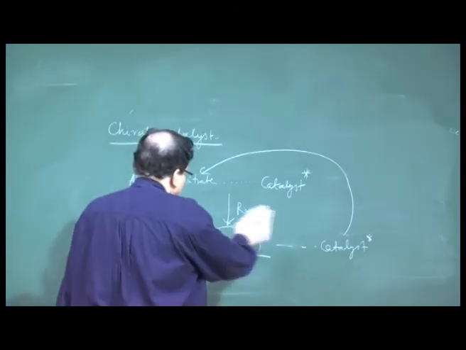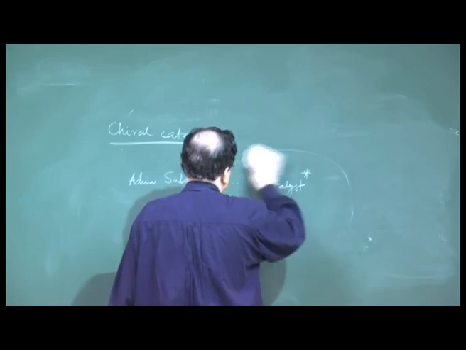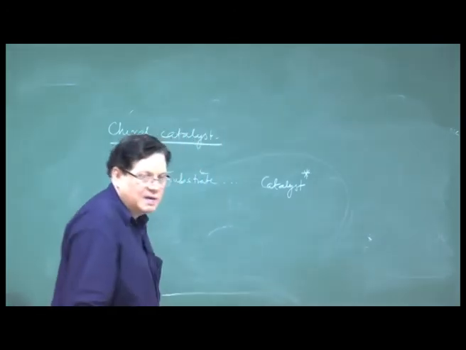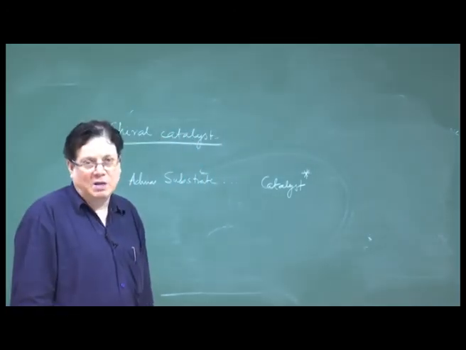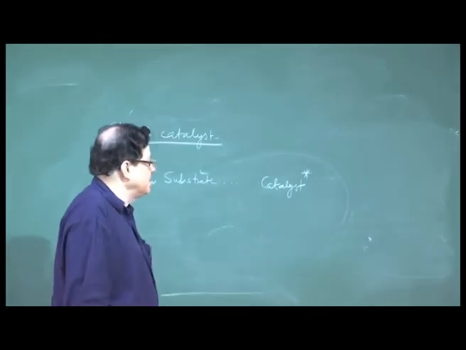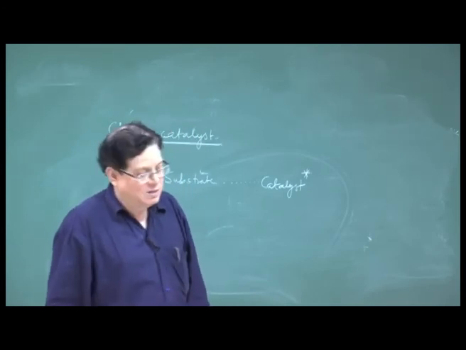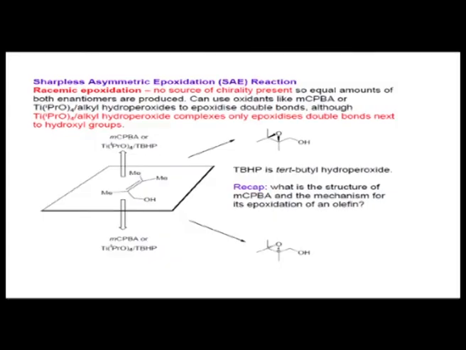So, this has an advantage: you can use much less catalyst, much below the stoichiometric amount. And today, even 1 mole % or below 1 mole % catalyst has been used to achieve asymmetric synthesis. So, what is Sharpless epoxidation? That is the Nobel Prize winning work.